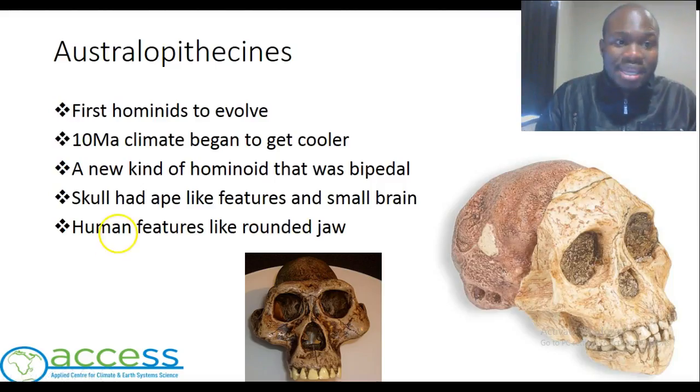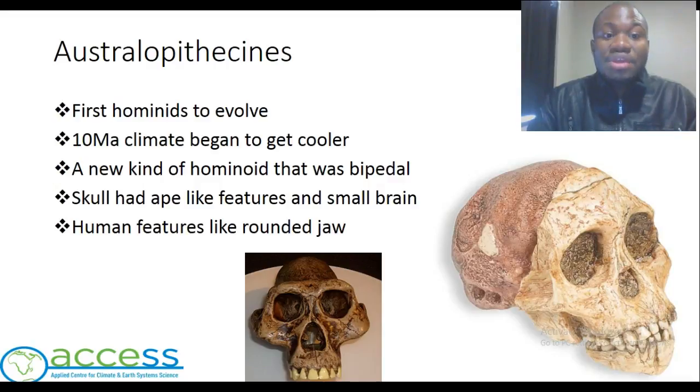Now, under the hominini group, we have the first group, which is none other than the Australopithecines. The Australopithecines were the first hominids to evolve, and they're believed to have evolved 10 million years ago as the earth was becoming cooler.